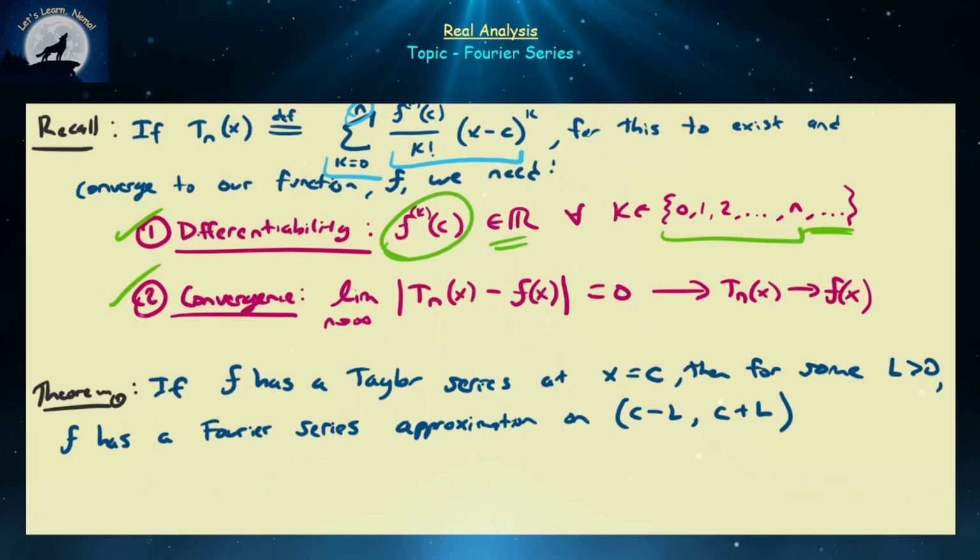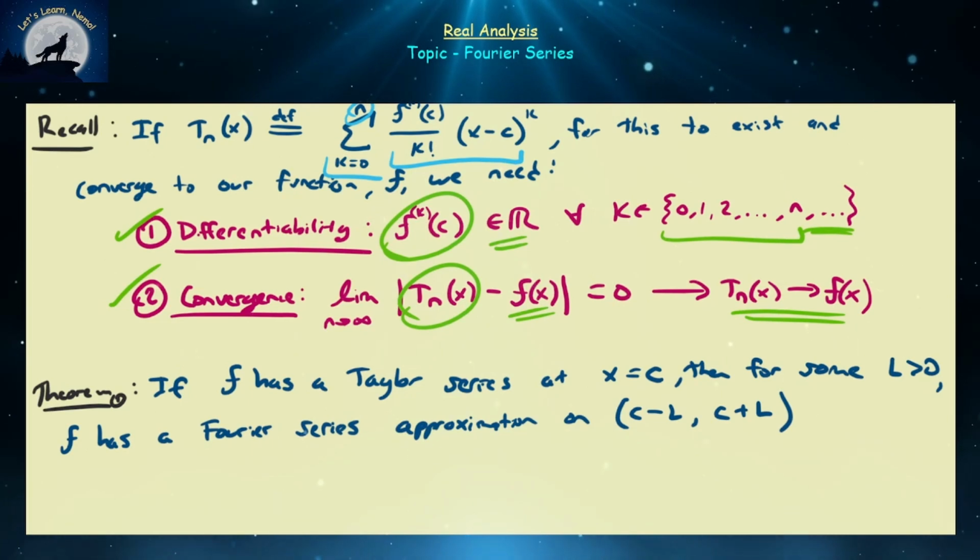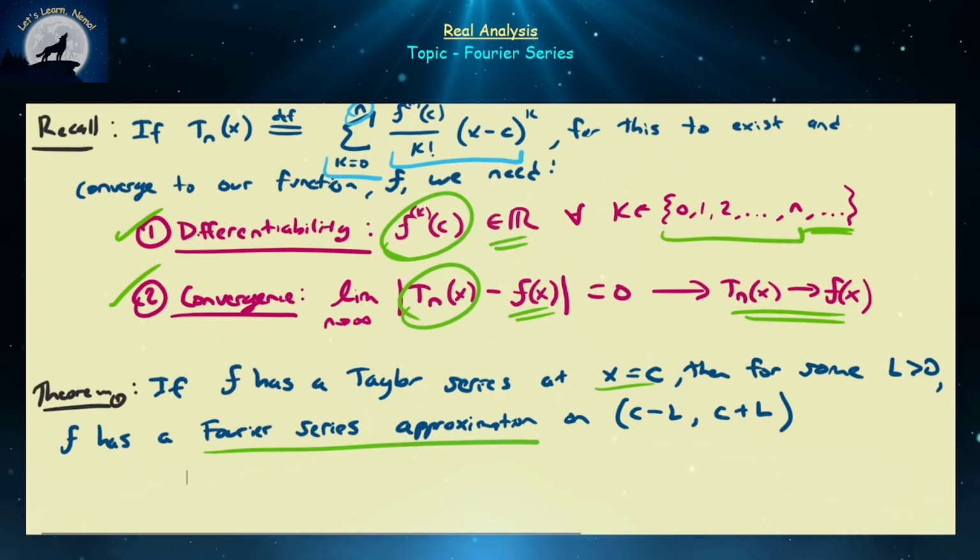Also, we need convergence. That is, this T_n of x needs to converge to f of x. That is, the difference between them needs to converge to 0. So these two things need to exist for that Taylor series to exist. Now, if f does have a Taylor series at x equals c, we can show that for some L greater than 0, f has a Fourier series approximation on c minus L to c plus L. If you want to pause this video to see if you can try and prove this on your own, feel free to do so. So how are we going to prove this?